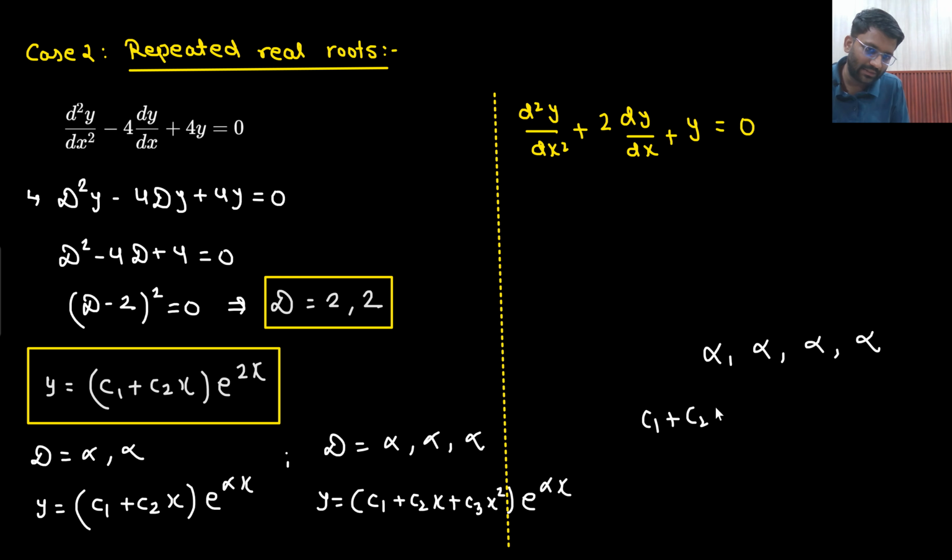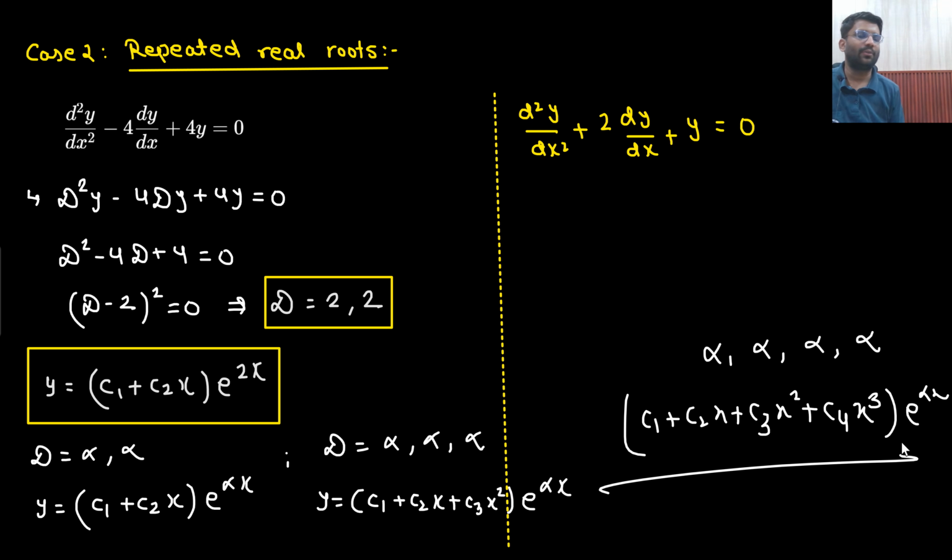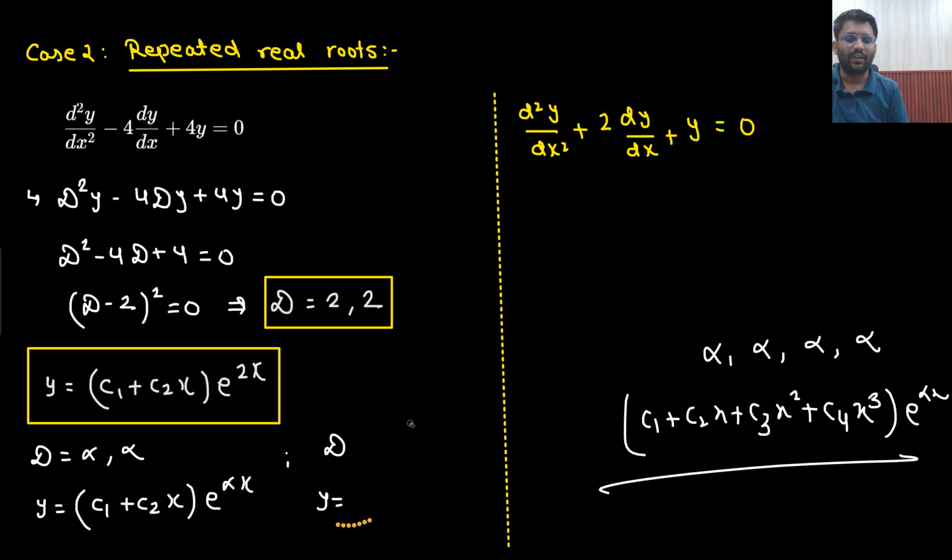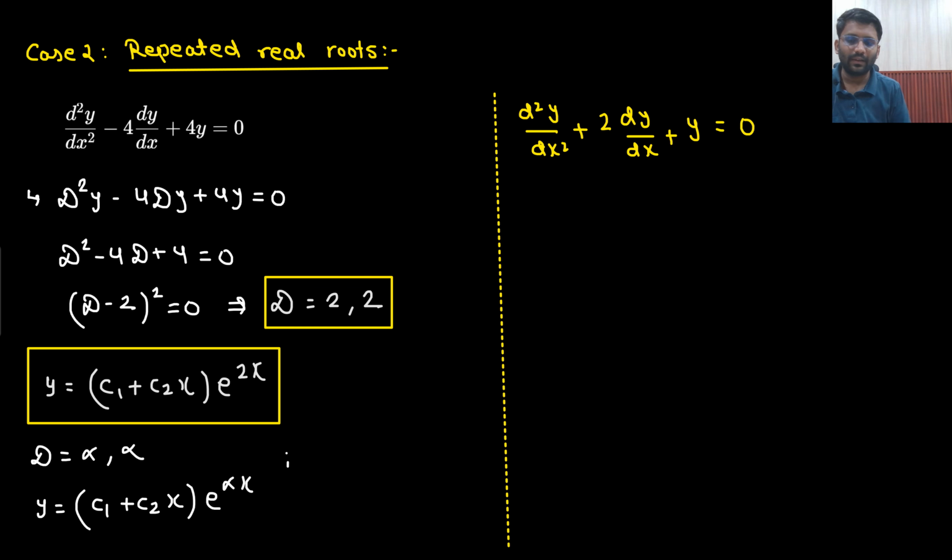So the answer will be C1 plus C2x plus C3x square plus C4x cube, e to the power alpha x. Is that understandable to you or not? Okay, so this is how we need to write it down. Let's see the next question.